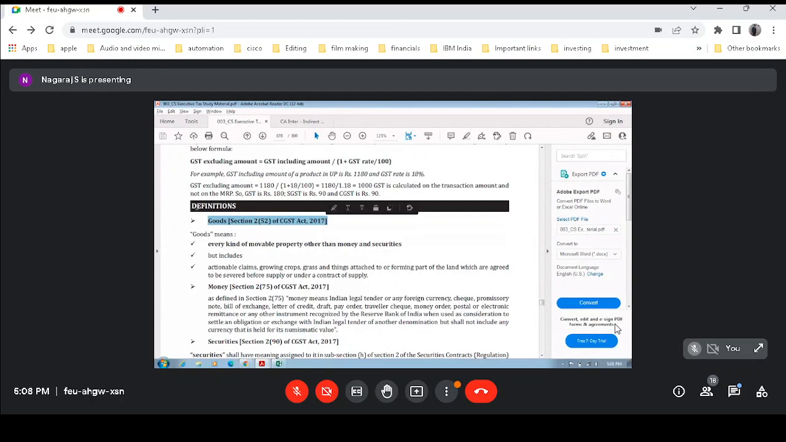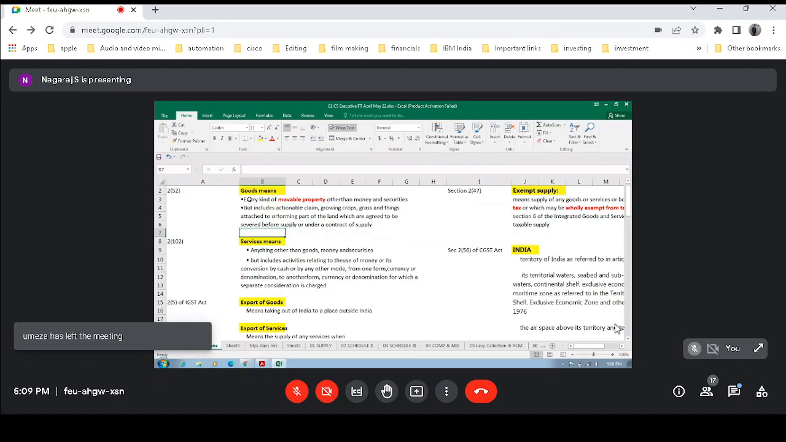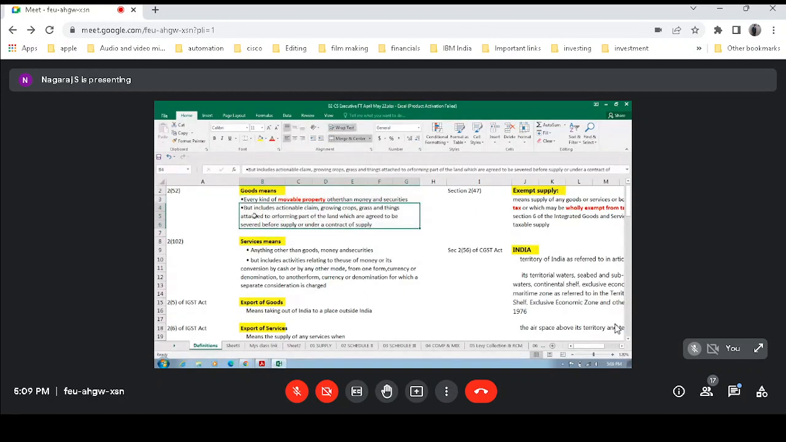Under the definition, goods means every kind of movable property other than money and securities, but includes actionable claims, growing crops, grass and things attached to or forming part of land which are agreed to be severed before supply or under a contract of supply. Okay, that is what I have taken here. Now we need to understand a few things here.